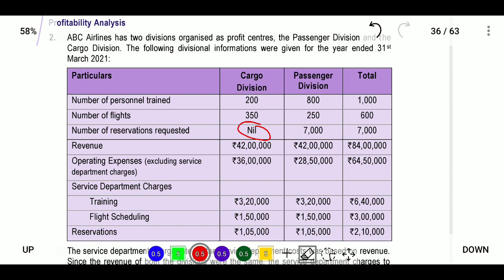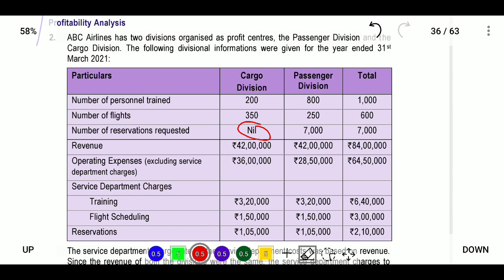Next, in the passenger division they have 7000. So we will get the income when the seat was reserved. In cargo they do not have any reservations. So only the passenger division is serving the reservations. Here they have provided revenue of 42 lakhs, and the total income. Next, operating incomes excluding service department charges, which are provided below: 36 lakhs, 28 lakhs 50 thousand, total.